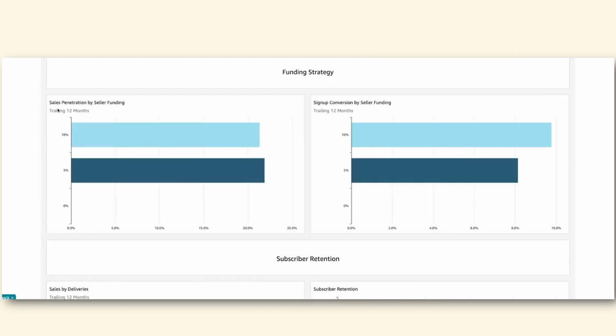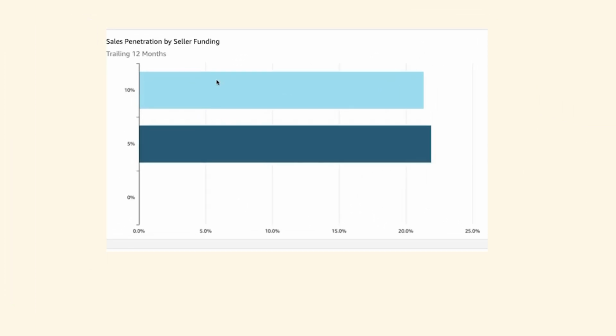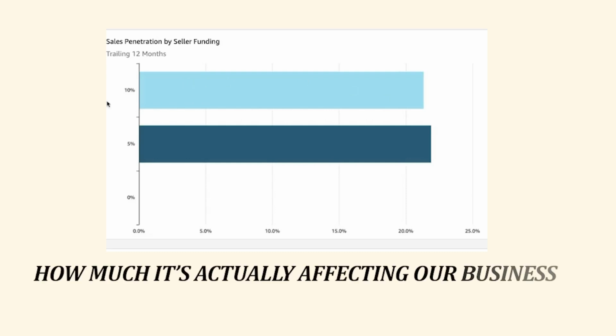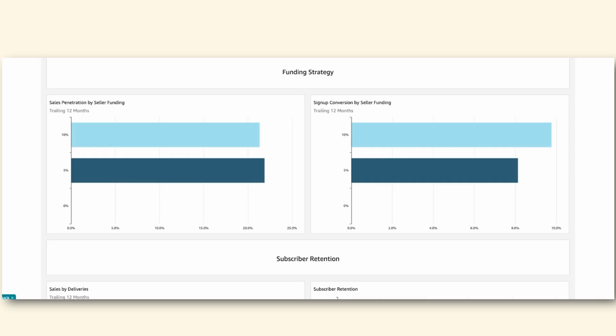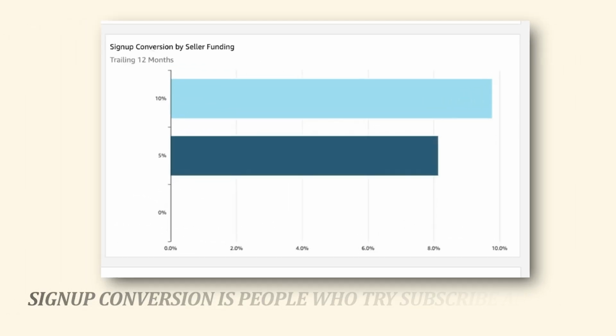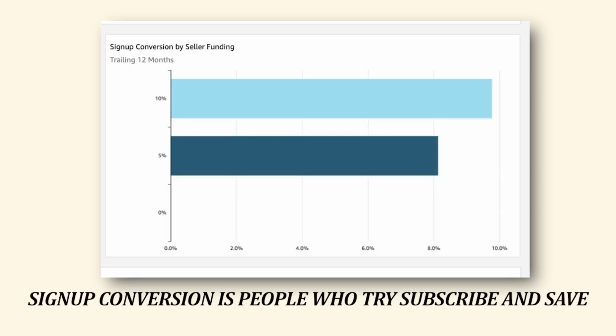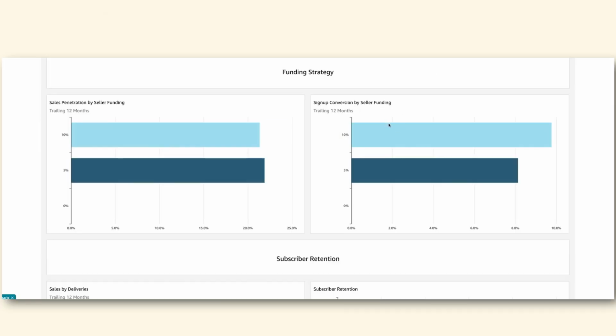Okay, so basically we're looking at the sales penetration by seller funding. These are the percentages that we're giving. Some of them we're giving a 10% discount, some of them we're giving a 5%, and over here, this is the sign-up conversion, 10% and 5%. Sales penetration is how much this is actually affecting our business. Sales penetration is people who stick and actually drive revenue. Sign-up conversion is basically people who try subscribe and save. These are people that sign up, and these are people that actually made a meaningful difference.